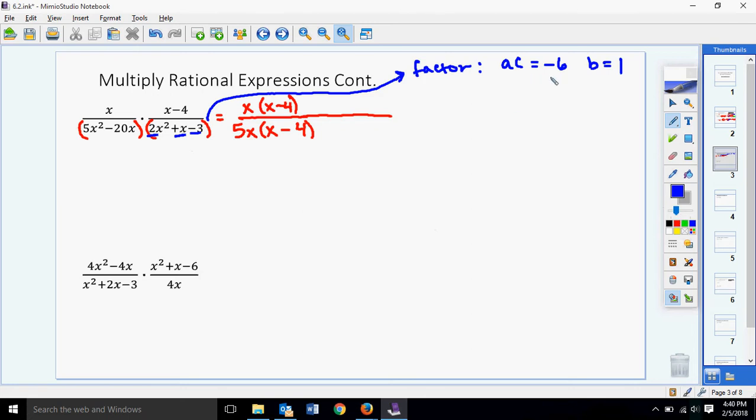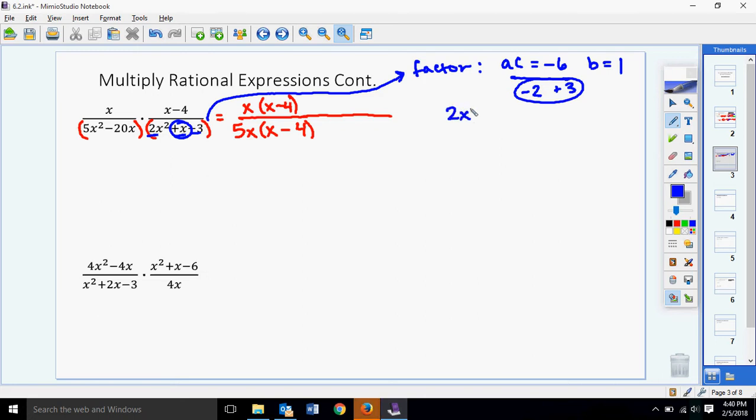So what we did in Chapter 5 was we looked at the factors of negative 6 that add up to 1. The two factors that add to 1 and multiply to negative 6 would be a negative 2 and a positive 3. When I multiply them, I get negative 6. When I add them, I get positive 1. So these are the factors that I want to use to rewrite my middle term, rewrite my x. So how should I rewrite it?